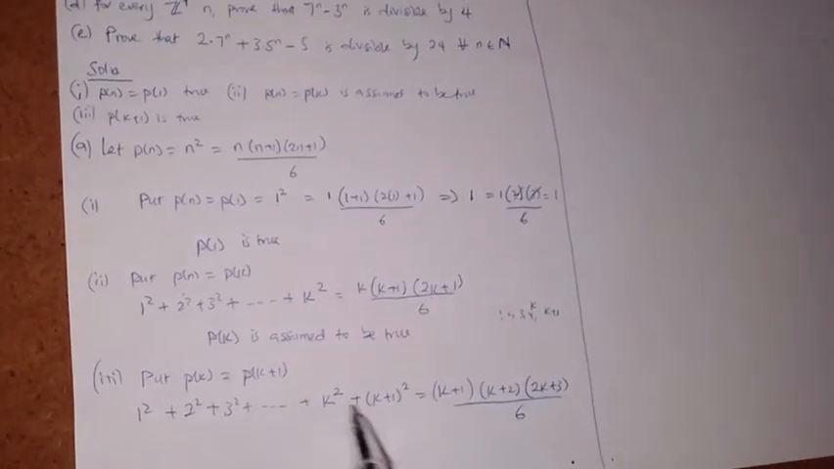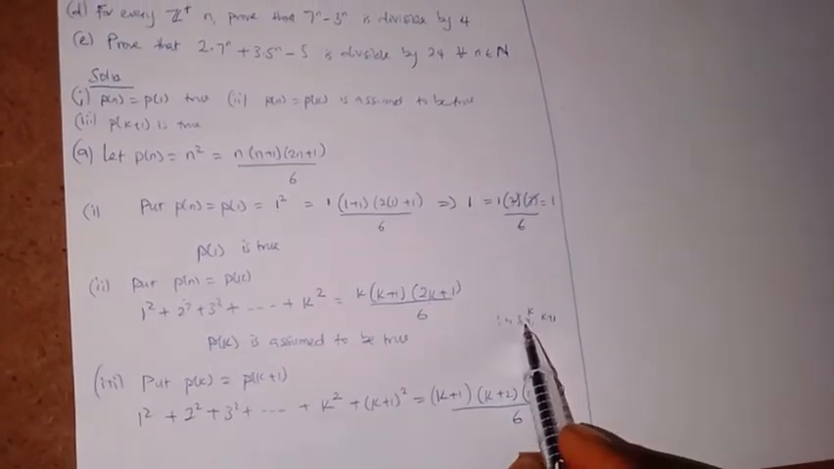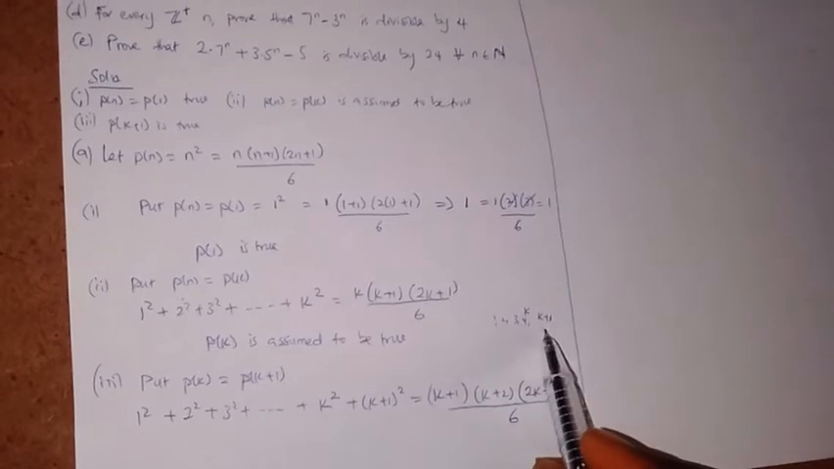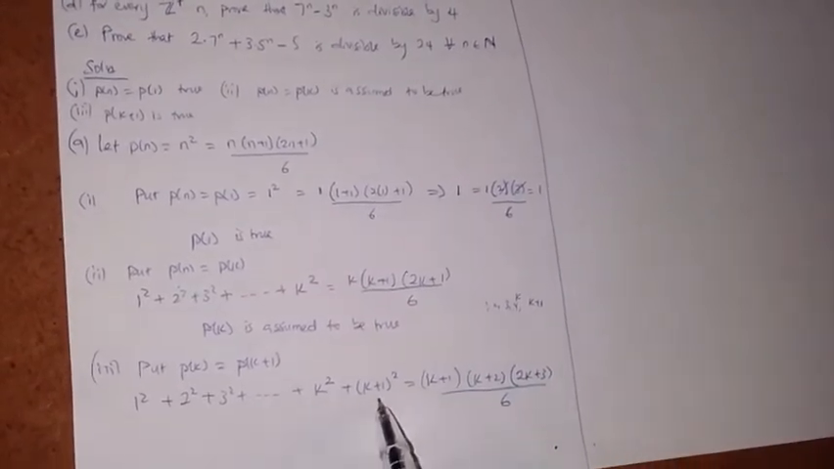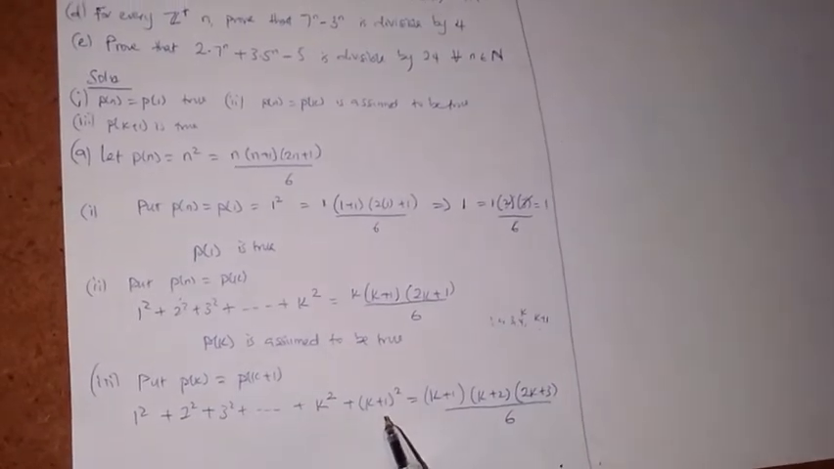Now from this left hand side, just as I explained there, if 4 is k, the next one is going to be k plus 1. That's why if this one is k squared, the next one is going to be k plus 1 all squared.